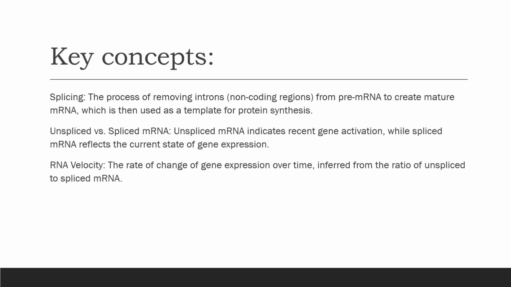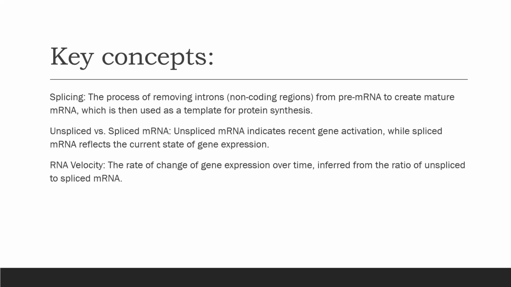Okay, so the key concepts over here. There are three particular key concepts when you are studying RNA velocity: splicing, unspliced versus spliced mRNA, and RNA velocity as well. Splicing is the process of removing introns, that is non-coding regions, from pre-mRNA to create mature RNA, which is then used as a template for protein synthesis.